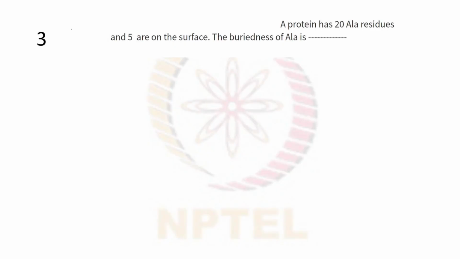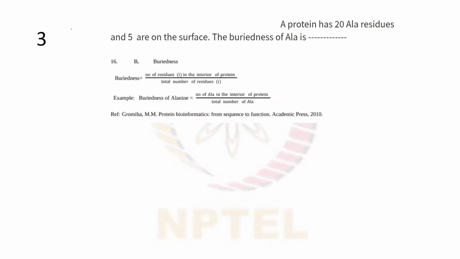Given a protein has 20 alanine residues on the surface, what is the buriedness of alanine? This is also one of the features that PDBparam calculates. The buriedness is calculated as the number of residues of type I in the interior of a protein divided by the total number of residues of type I. For example, the number of alanines in the interior of a protein divided by the total number of alanines. Using this formula, we can calculate the buriedness of the protein given.